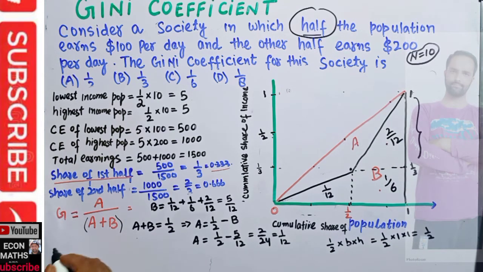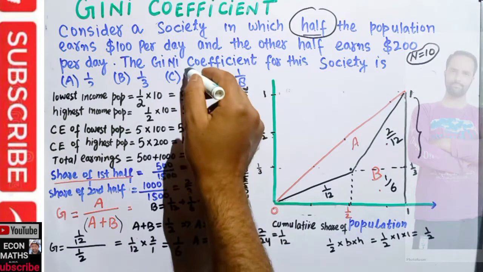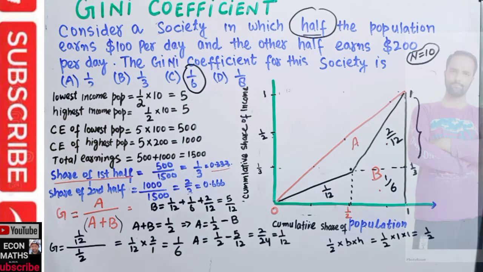Using this formula, our Gini coefficient will be equal to A, the value of A is 1/12, divided by A plus B. As I told you, the whole area of this triangle is 1/2, which comes out to be 1/12 times 2/1, which is 2/12, so this is 1/6. The Gini coefficient for this society comes out to be 1/6. So the correct option should be option C. Simple thing.